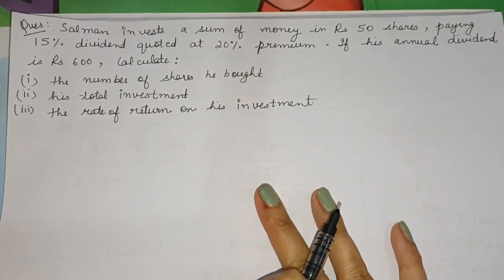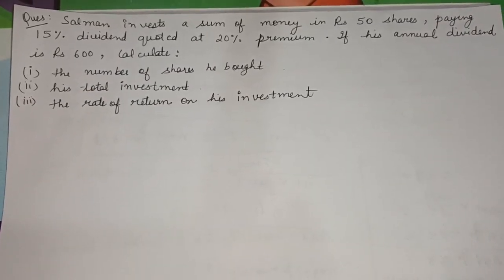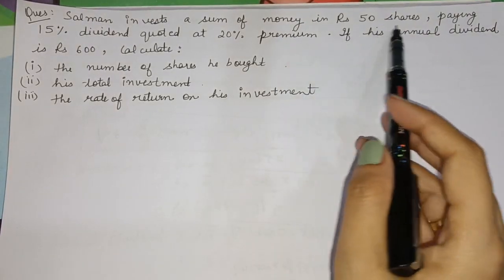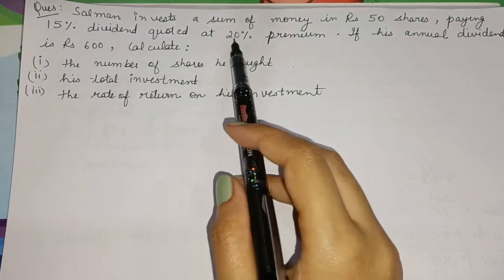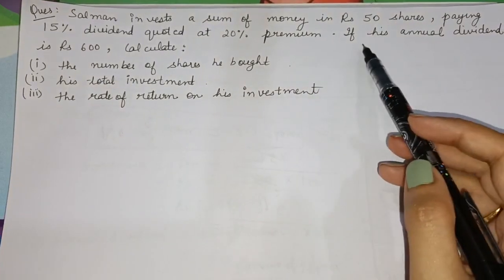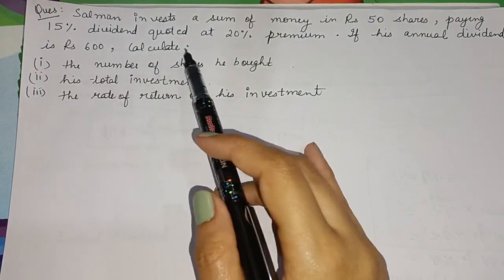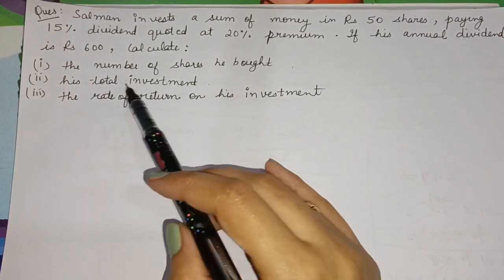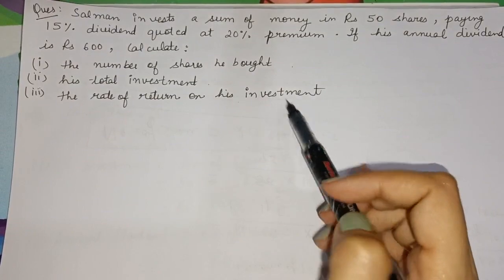So next question is, Salman invests a sum of money in rupees 50 shares, paying 15% dividend quoted at 20% premium. If his annual dividend is rupees 600, calculate the number of shares he bought, his total investment, and the rate of return on his investment.